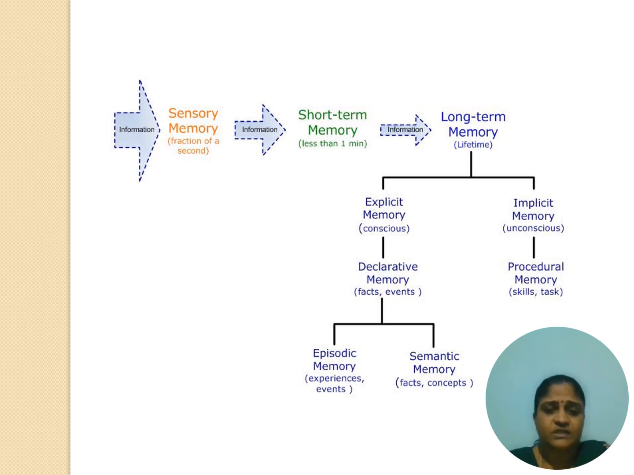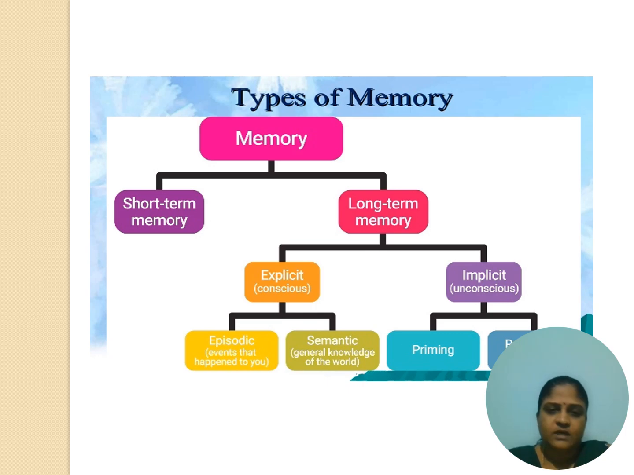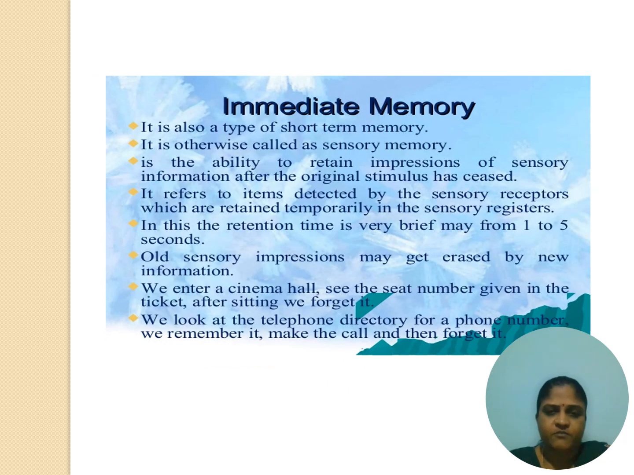As I told you earlier, this is how the information is stored in your long-term memory so that you can retrieve the information very easily in future. Based upon the nature of the information it is stored. So as I said, we have sensory memory, short-term memory, long-term memory, and we have the different types of memory. The first is sensory memory, which is called the immediate memory.